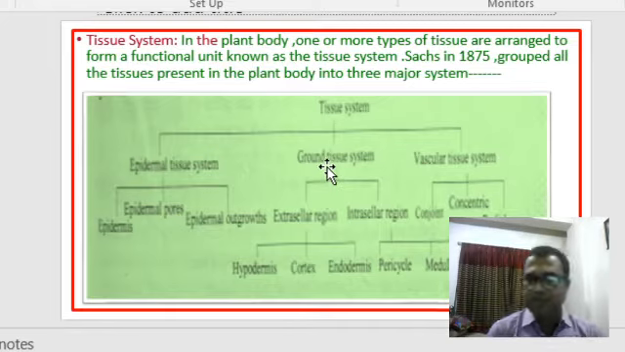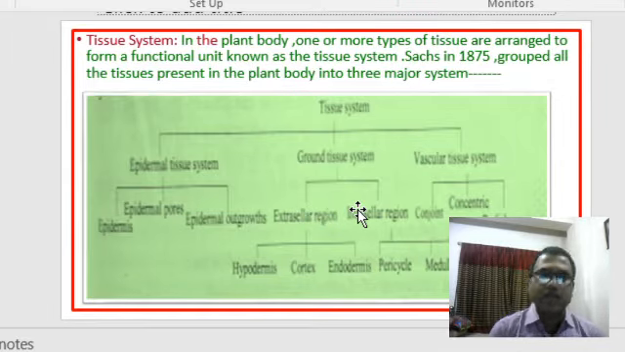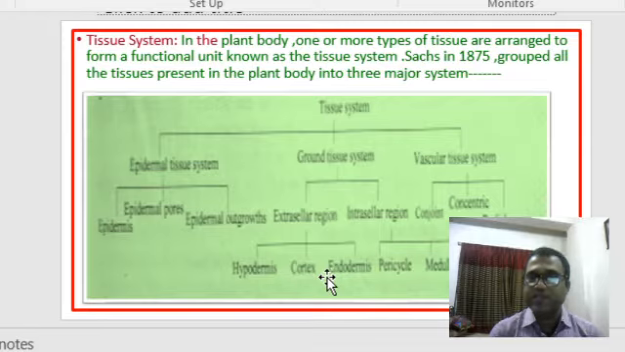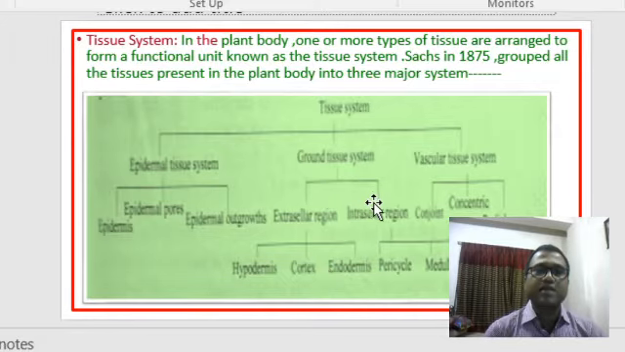Cortex is also known as one type of ground tissue. This ground tissue is basically divided into two parts: extrastelar region and intrastelar region. In the extrastelar region, hypodermis, cortex and endodermis are present. That means extra stele, outside of the stele. In the intrastelar region, pericycle, medullary layer and pith are present.